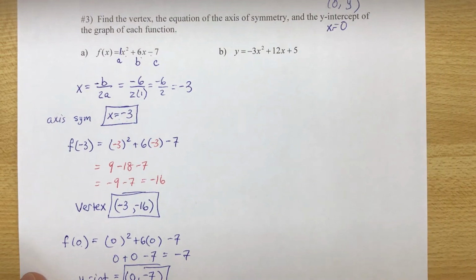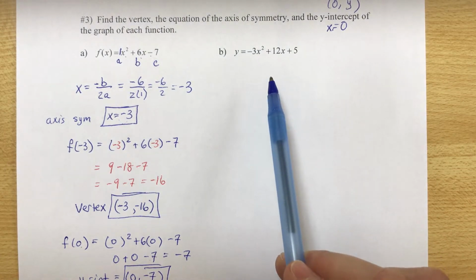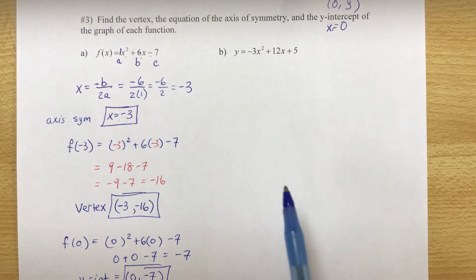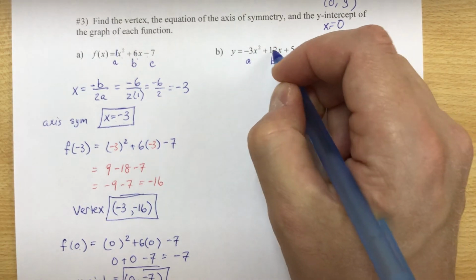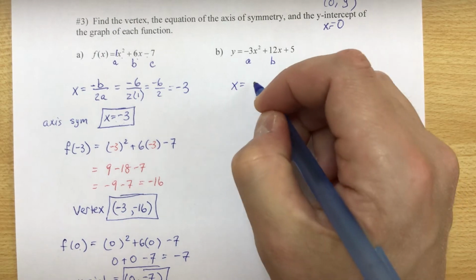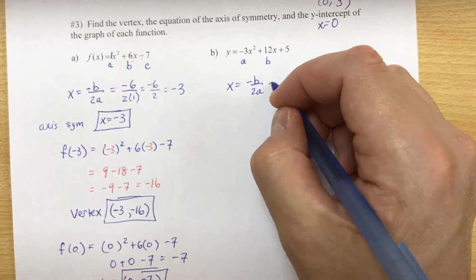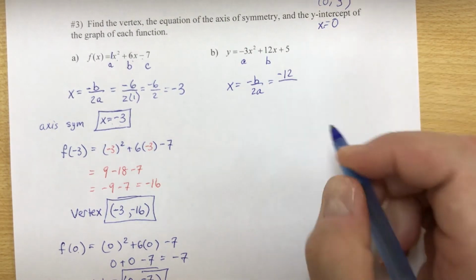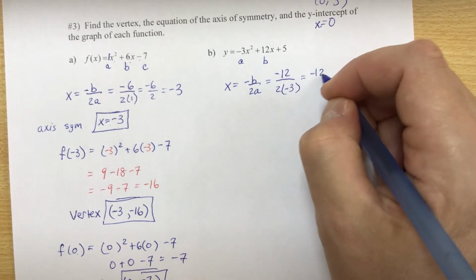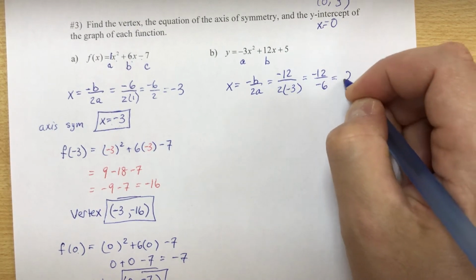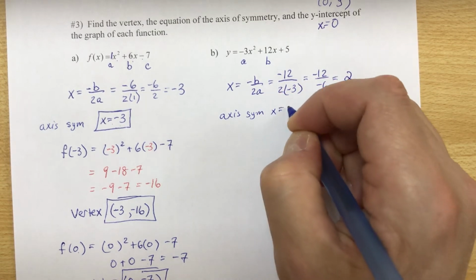All right, let's do one more example here. Again, I would go ahead and pause it, see if you can work this out yourself, and then unpause and see if I get the same answer. All right, we've got a is -3. We've got b is +12. The equation of the axis of symmetry, x equals the opposite of b divided by 2a. In this case, that's the opposite of 12 divided by 2 times a, and a is -3. So that's -12 divided by -6, which is +2. So the axis of symmetry is x equals 2.